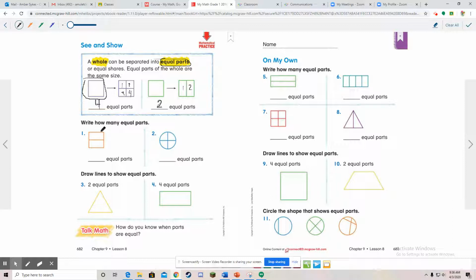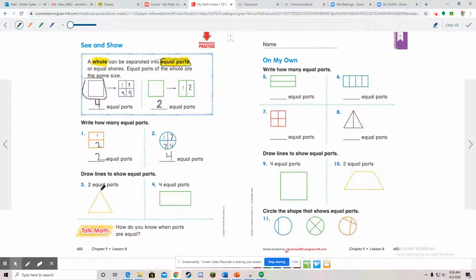Here we have a square that's cut into equal parts. We have one, two equal parts. So we would count one, two, and then put two down here. How many equal parts is the circle in? One, two, three, four. So there are four equal parts.